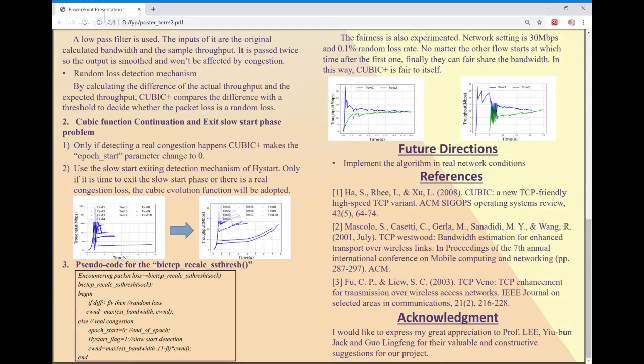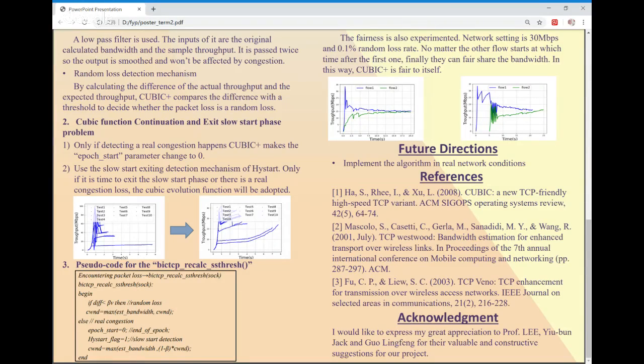As you can see from these two figures, if I test for 10 cases, there's always one or two cases that exit the slow start phase very early. This is because at that time it encountered a packet loss, because in the mechanism of slow start, if there is a packet loss, it will exit, no matter what kind of packet loss it is.